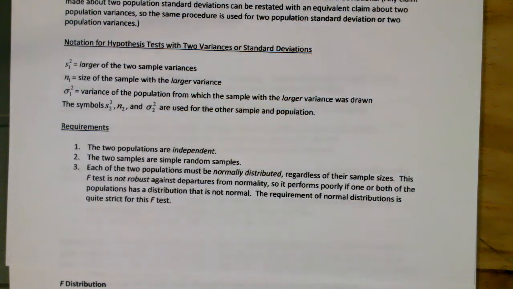Okay, so here the F test is not robust against departures from normality. So it performs poorly if one or both of the populations have a distribution that is not normal. Okay, the requirement of normal distributions is quite strict for this F test. Okay, so you must have a normal distribution for both of your samples.